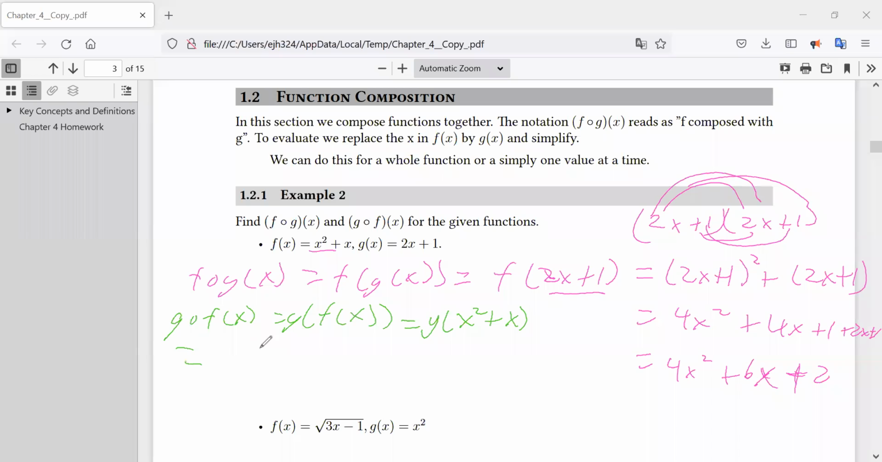So everywhere where I see an x in this, I replace it with x squared plus x. So we get 2 times x squared plus x plus 1. It's equal to 2x squared plus 2x plus 1. Make sense? It does. Okay, cool.